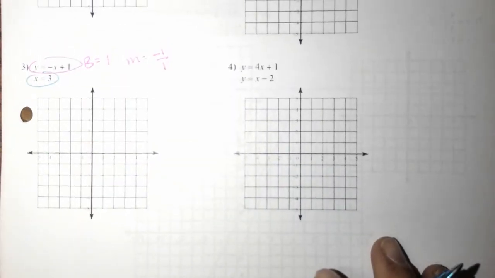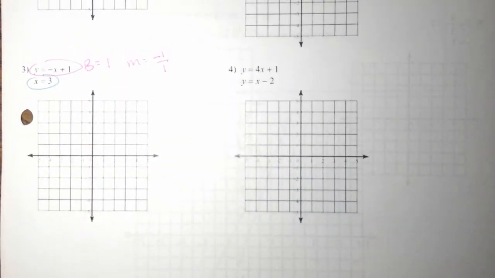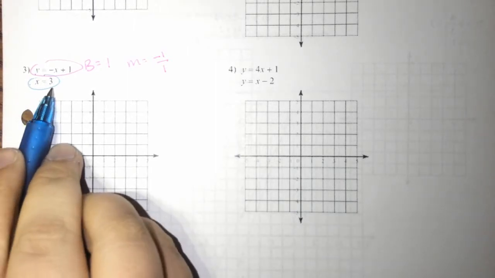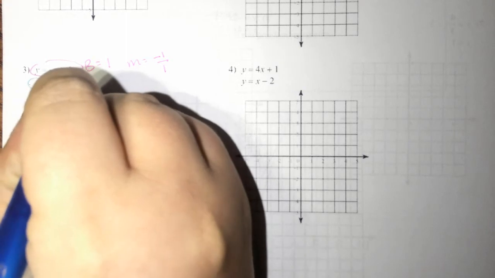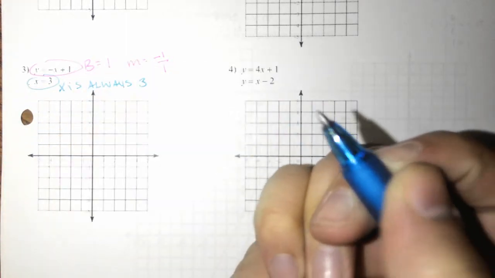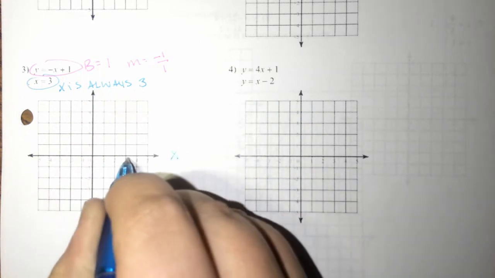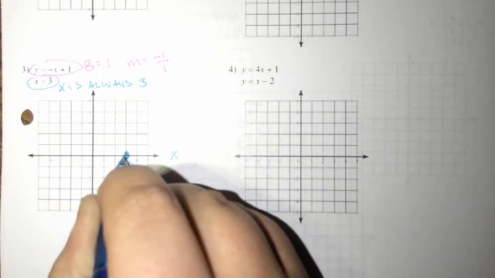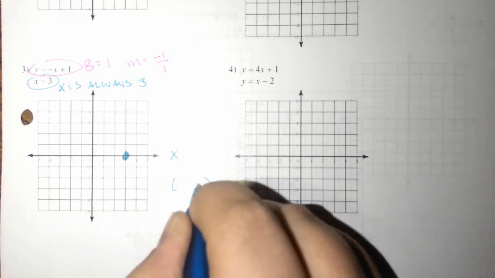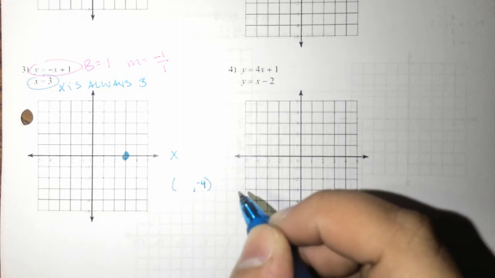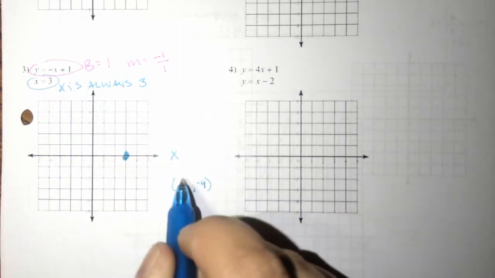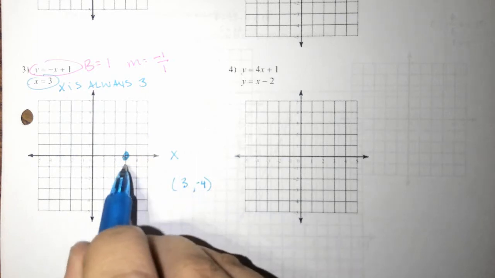That says x is equal to 3. I know it's not a linear equation because it doesn't start with y. It says x equals 3, which means x is always 3. So on the x-axis, find x equals 3 and put a dot. Let's just pretend that I have an ordered pair and it's -4 for the y value. In this equation, x is always 3. So we'd have 3, -4.